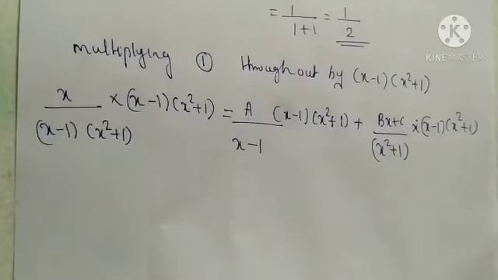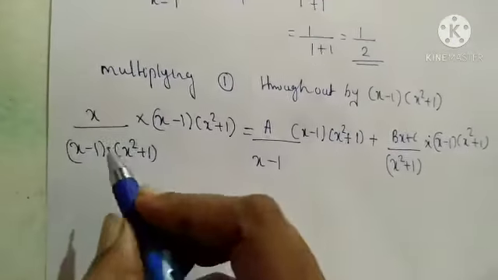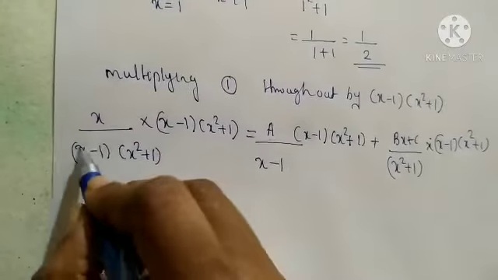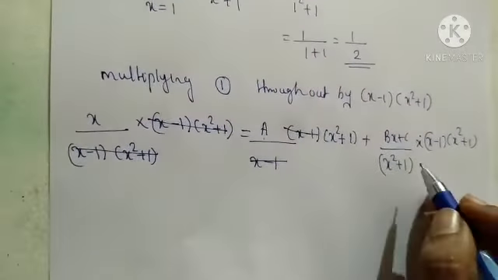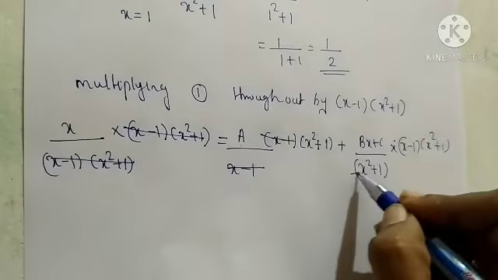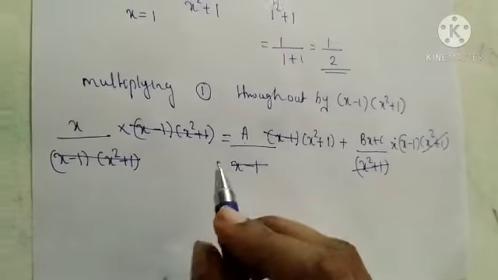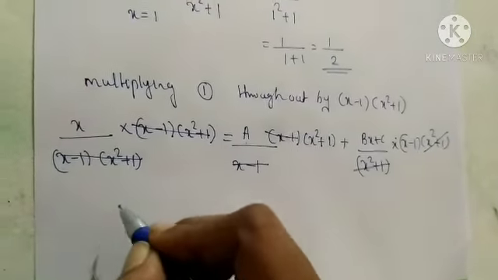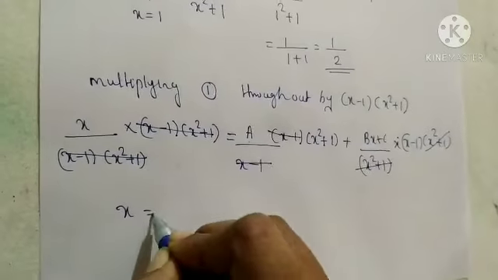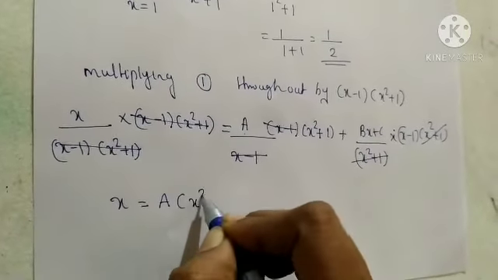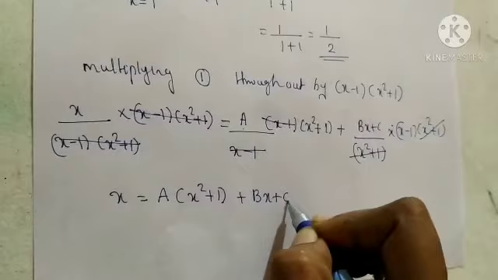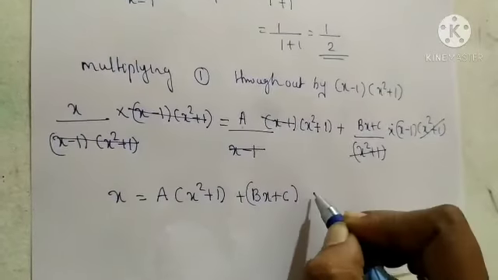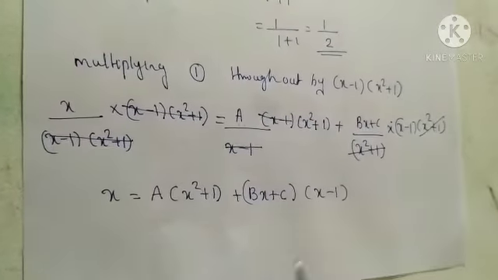Okay, so if you observe this step, these two terms are common, so they cancel each other. Here x minus 1 is common, so they cancel each other. Here the x square plus 1 term is common, so they cancel each other. Okay, so here we get x equal to a into x square plus 1 plus bx plus c into x minus 1.